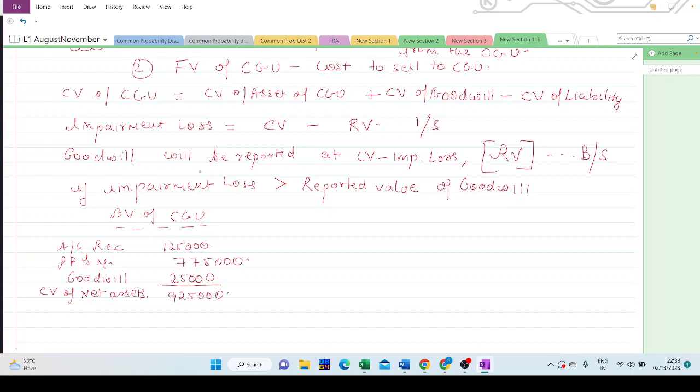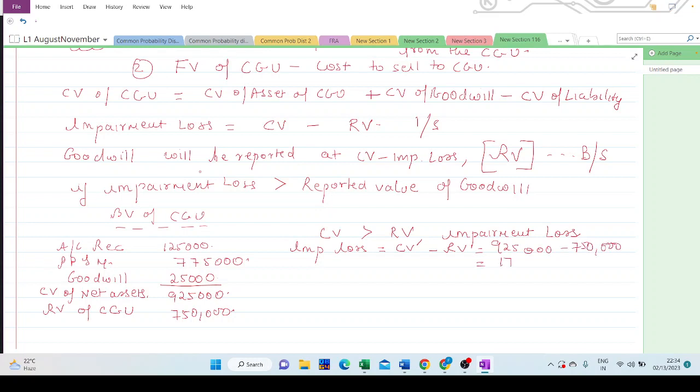So carrying value of net assets of the CGU is 9,25,000, and say recoverable value of the CGU is 7,50,000. So guys, carrying value of the CGU is greater than recoverable value. We will recognize an impairment loss, right? And the impairment loss shall equal carrying value minus recoverable value, which is 9,25,000 minus 7,50,000, which is 1,75,000. Now this is my impairment loss.